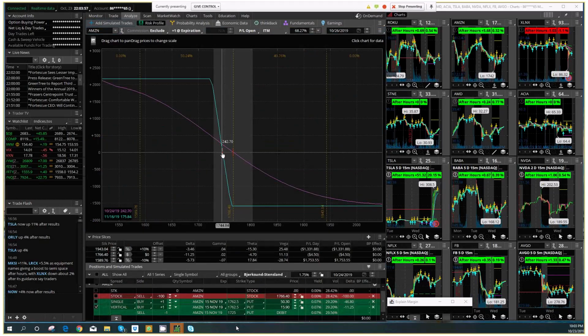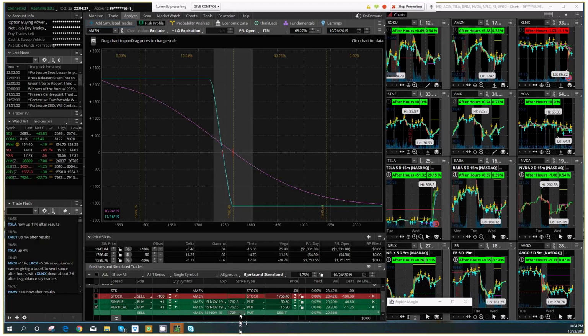If you notice this little red line right here, this is your break-even point. At this moment in time, 1747 is where I would have no loss or gain. Anything below that is where I start to make money, and above that is where I start to lose money. So if it ends up somewhere in between these two strikes at expiration, you may not lose the whole amount, you may not gain the whole amount, so it depends on where it's at.